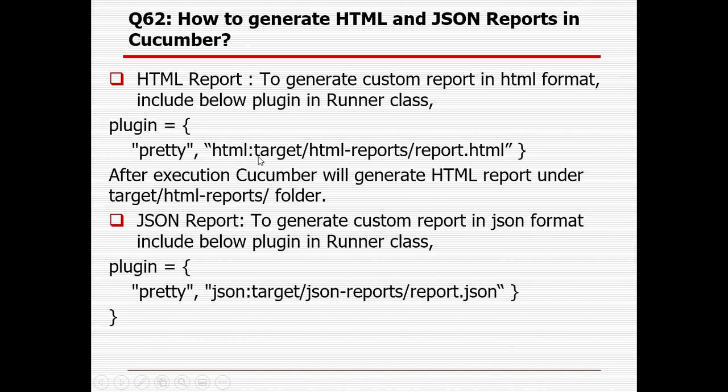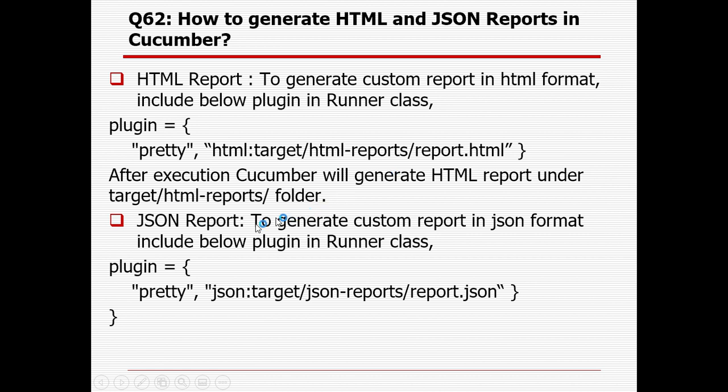HTML is the type of the report, and you need to give the reporting name, which folder you want to create the report in. Like in the target folder, I'll be creating another folder called HTML-report, and then HTML.report.html, so that after you run your test runner class, automatically some report will be generated in the path, and you can take that path and open it in any browser, so that it will give you some sort of HTML format report. After executing, Cucumber will generate the HTML report under the target folder. You can open it after taking the path in any of the browsers.